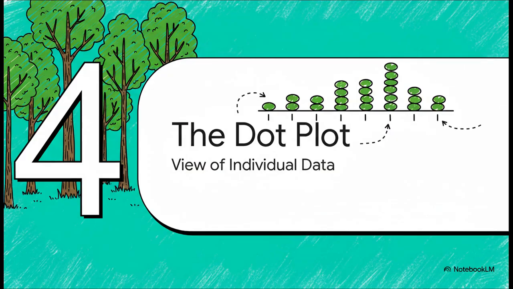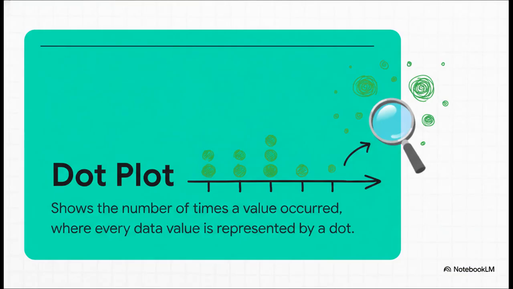Okay, let's move on to our second tool, the dot plot. So if the histogram was about seeing the whole forest, the dot plot is about seeing every single tree. It is the most basic, most direct way to see the frequency of each and every value in your dataset. The whole concept here is just beautifully simple.